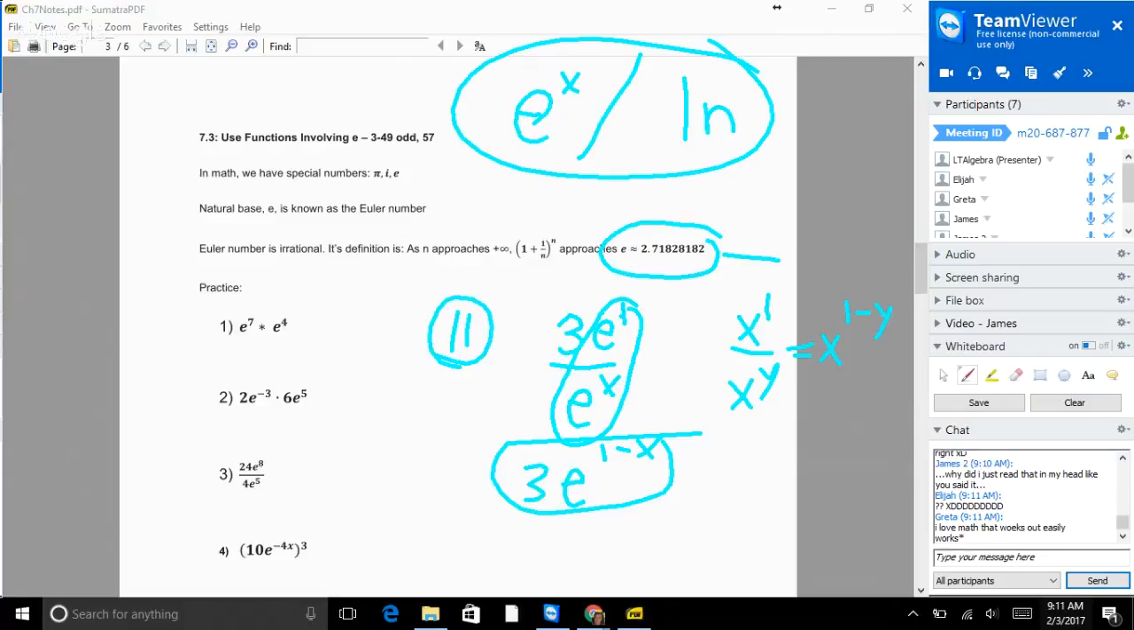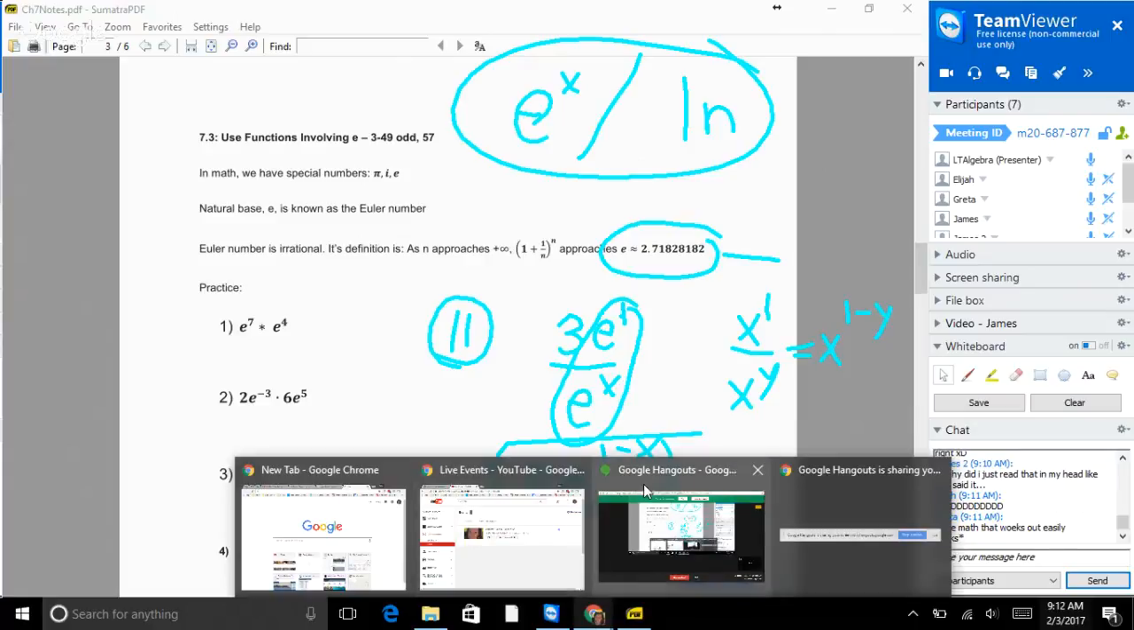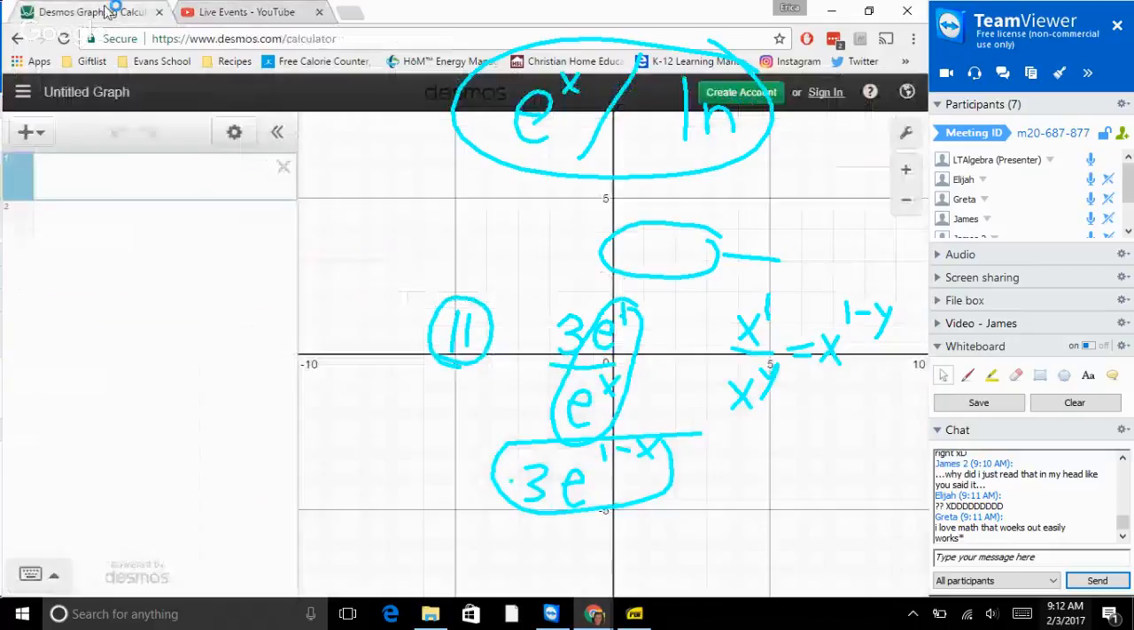So this is complicated stuff here, right? So number 27, we have 2 times e to the negative 0.3 power. So how do we use a calculator to solve this? Let's go to here, I think. Yes, Desmos. Use your calculator.